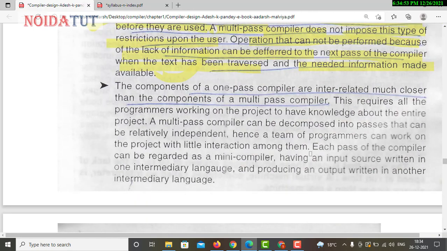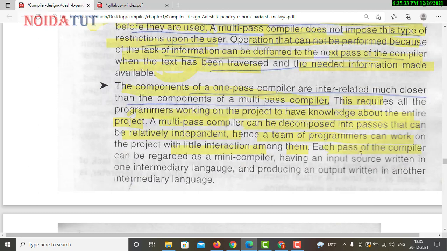Now we are going to have a look at the components. Now see, the components of a one pass compiler are interrelated and much closer than the components of a multi-pass compiler. Fine. In one pass compiler all the components are closer, and in multi-pass compiler they have some distance. This requires all the programmers working on the project to have knowledge about the entire project. A multi-pass compiler can be decomposed into passes that can be relatively independent.